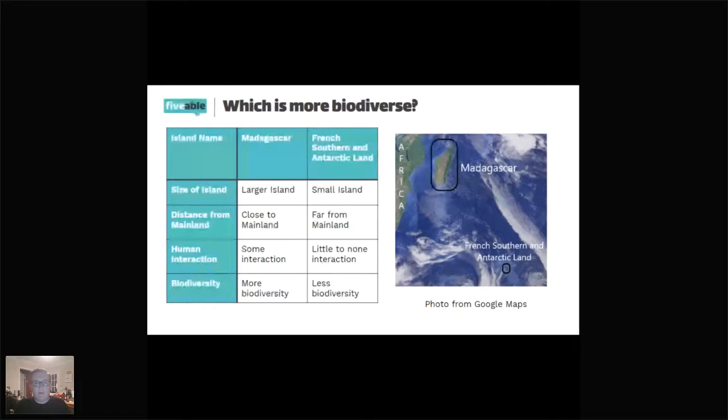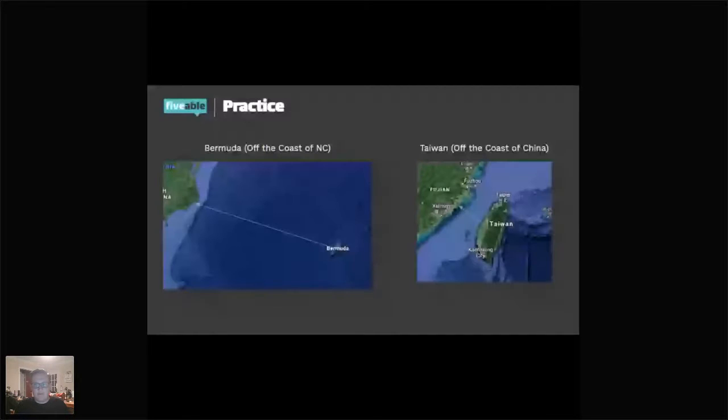So here we have two islands, Bermuda, which is off the coast of North Carolina, and Taiwan, which is off the coast of China. Looking at these, you can definitely tell they're different in size. So first, look at the size of the island. Bermuda is very small compared to Taiwan. So what does that mean, the size? If we see the size of the island, what will that mean for resources? In Taiwan, we're going to have more resources ultimately.